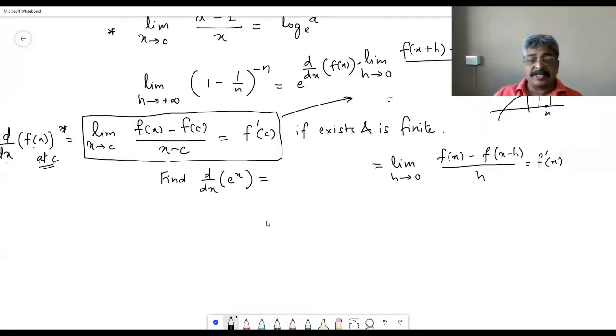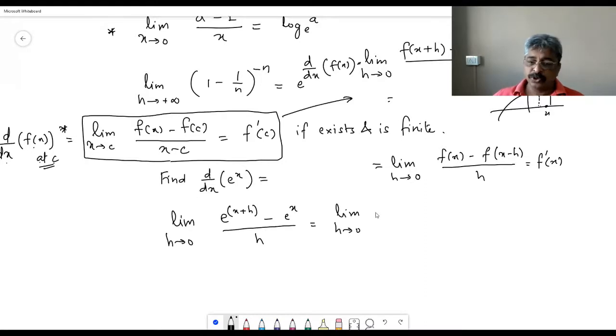So in our case right now, we will use this definition. This is equal to the limit as h tends to 0 of f of x plus h. f of x plus h is e raised to x plus h, minus f of x, that is e raised to x, divided by h. We want to evaluate this limit. Now we will process this. You can take out e raised to x common: limit as h tends to 0 of e raised to x, inside the bracket e raised to h minus 1, divided by h.